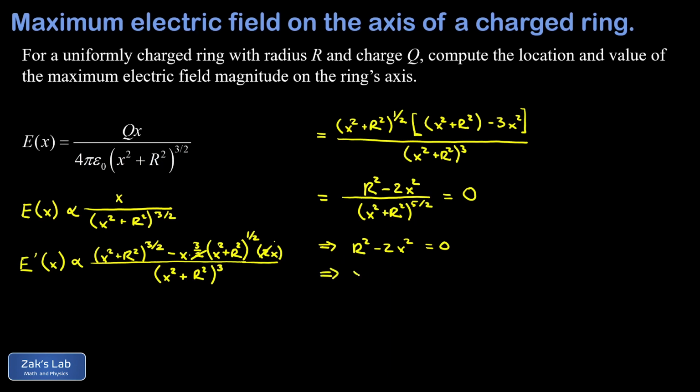Solving for x squared, I have x squared is equal to r squared over 2. Taking the square root, we find our value of x max, and that's r over the square root of 2. Note that we aren't concerned with a negative square root here because we're talking about x as a distance from the center of the ring, so that's an inherently positive quantity.